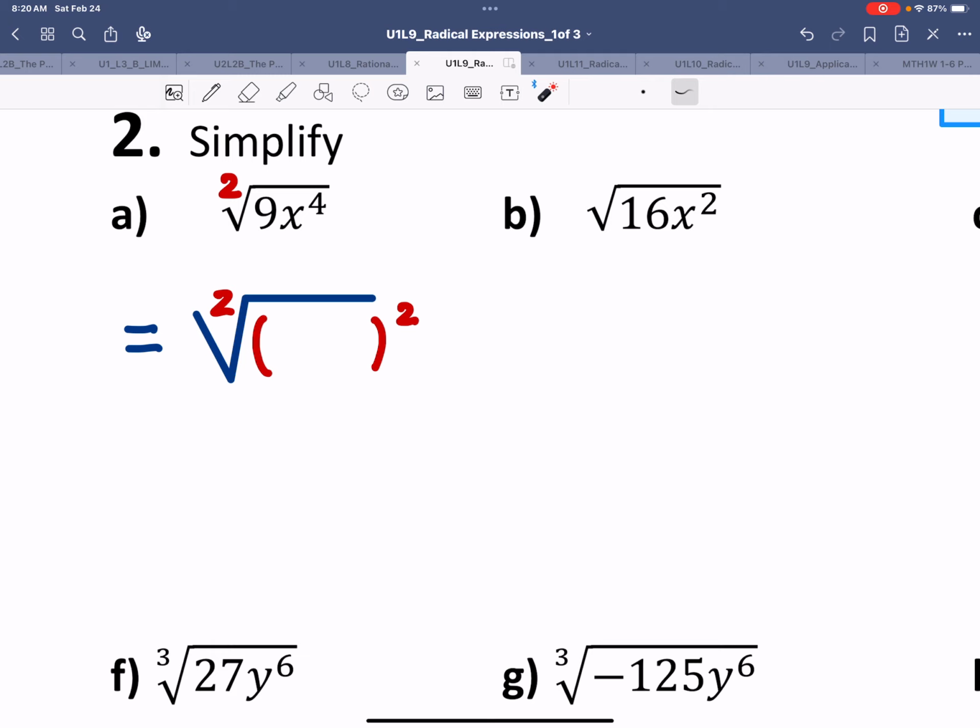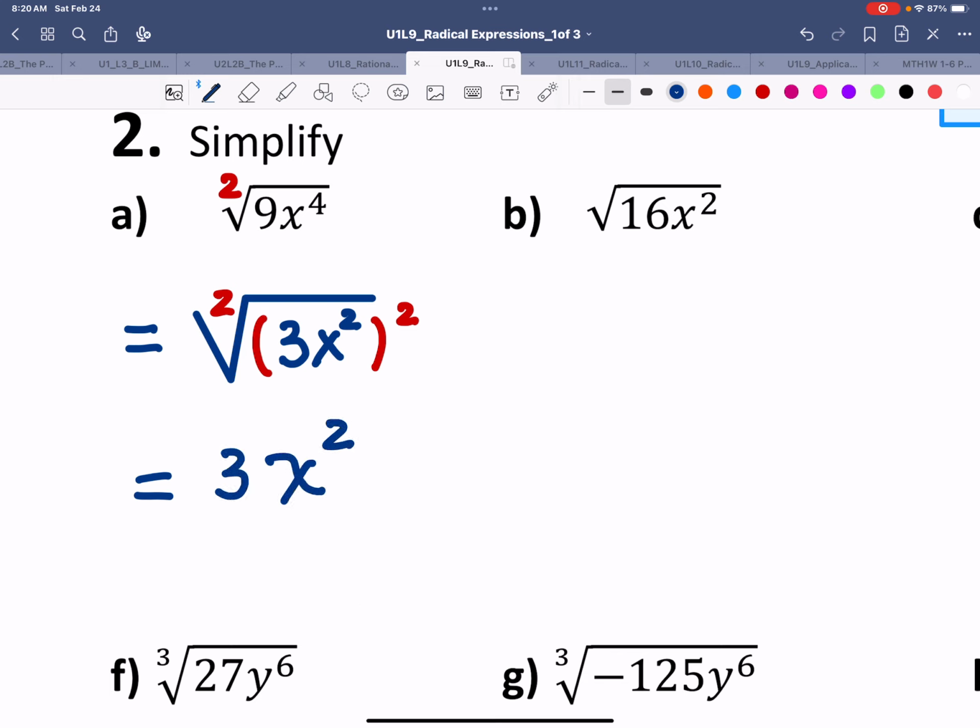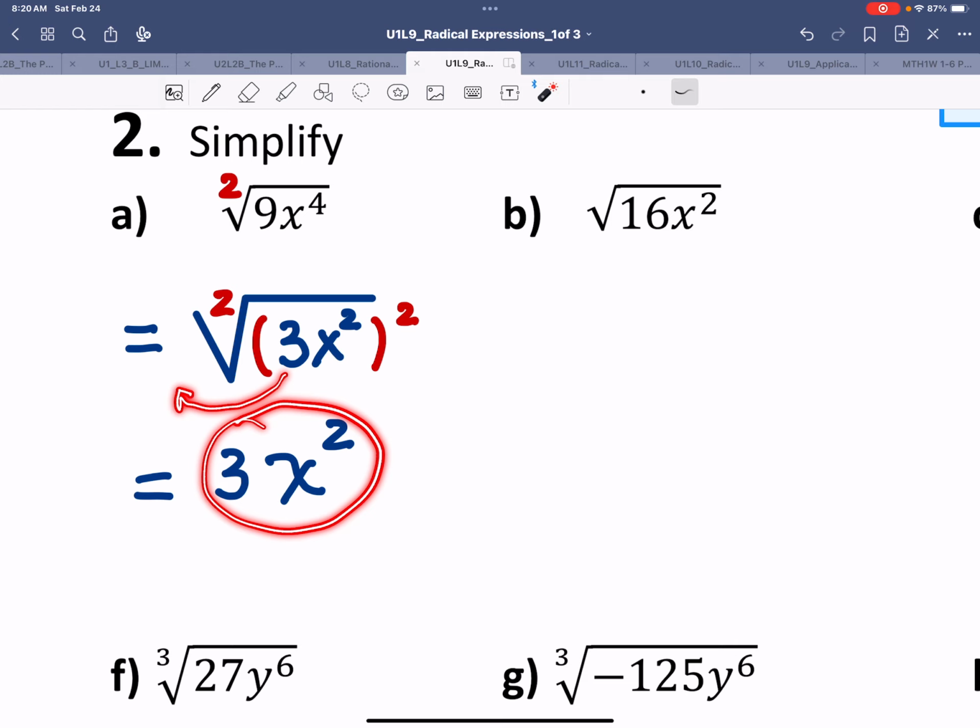So number 9 is a perfect power of 2 with base 3, and x to the power 4 is a perfect power of 2 with base x to the power of 2. So the 2 and 2 simplify, and the answer is 3x squared. And before we leave this question, we are going to make sure that whatever we took out of the radical is positive because of the even index.